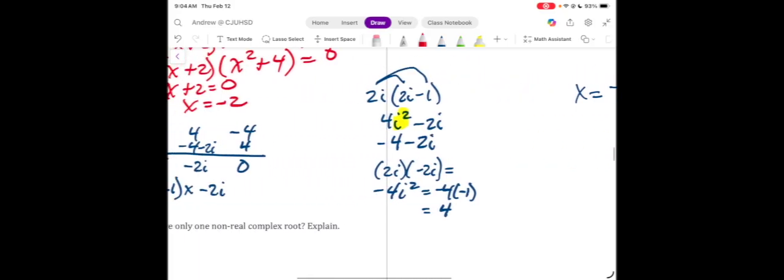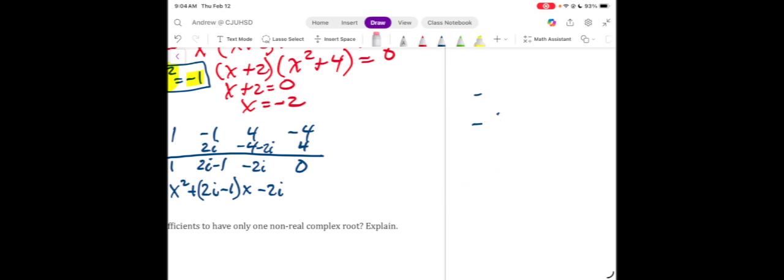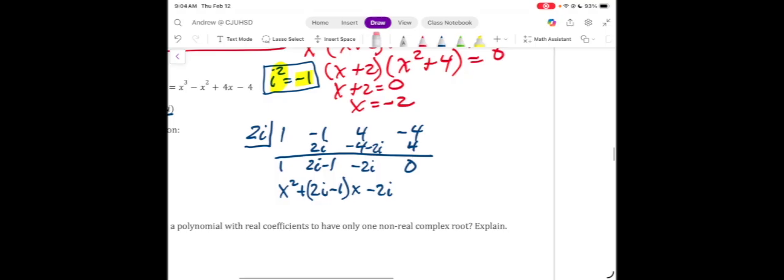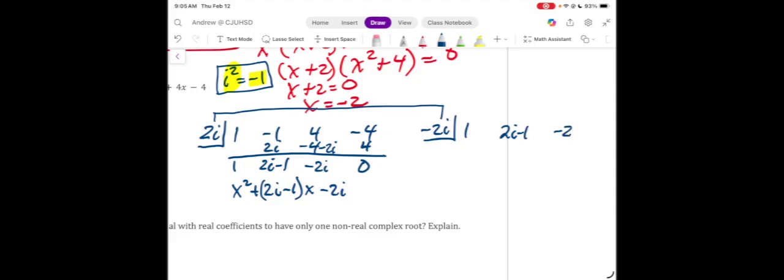So let's do this. I'm going to have to erase some of this stuff here. Make some room. Let's take -2i. Okay, because if we have 2i as a root, then -2i should be a root. And let's go with what we have here. And that's 1, 2i minus 1, and negative 2i. Let's see if we get a remainder of 0.